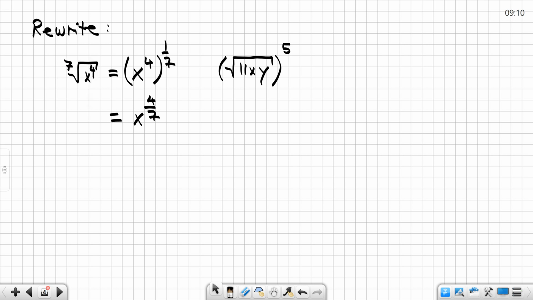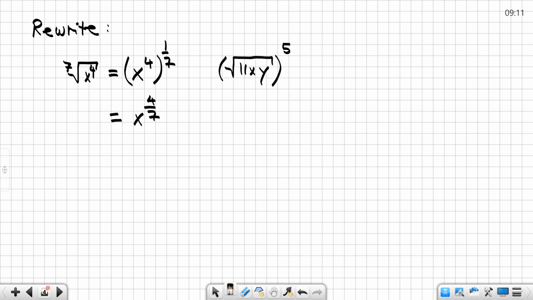We said that this 7 right here goes in the bottom of your exponent. And you see that this is exactly what happened right here. 4/7 is what we will end up with. But you need to know how you got there. So I'm going to do the same thing with this one here on the right-hand side.